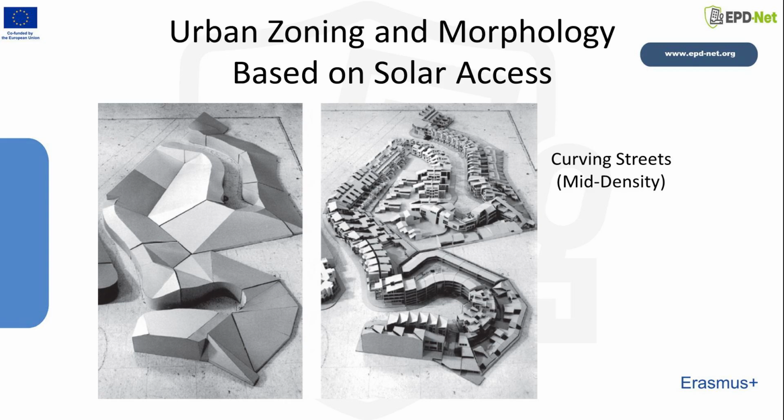The curving streets, mid-density example originates from studies testing the feasibility of the solar envelope concept at the urban design scale, specifically for mid-density residential areas. In this application, the solar envelope, a mechanism for solar zoning that defines the volumetric limits for development to guarantee solar access, was generated to run continuously along curving suburban streets.